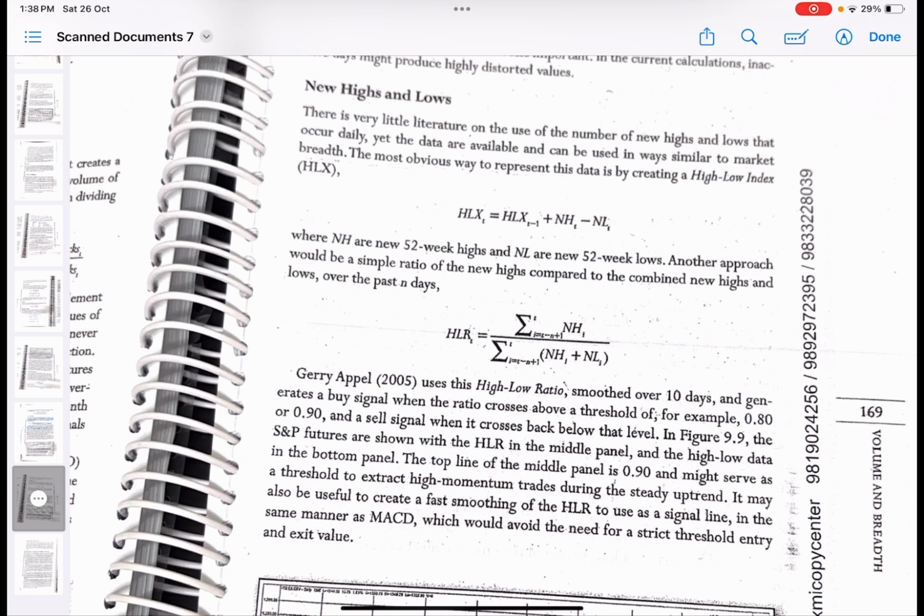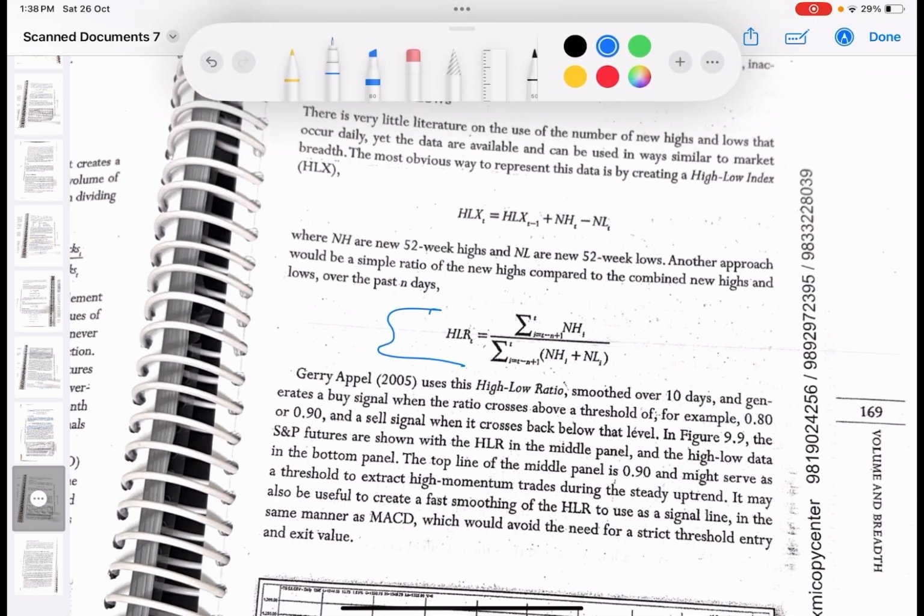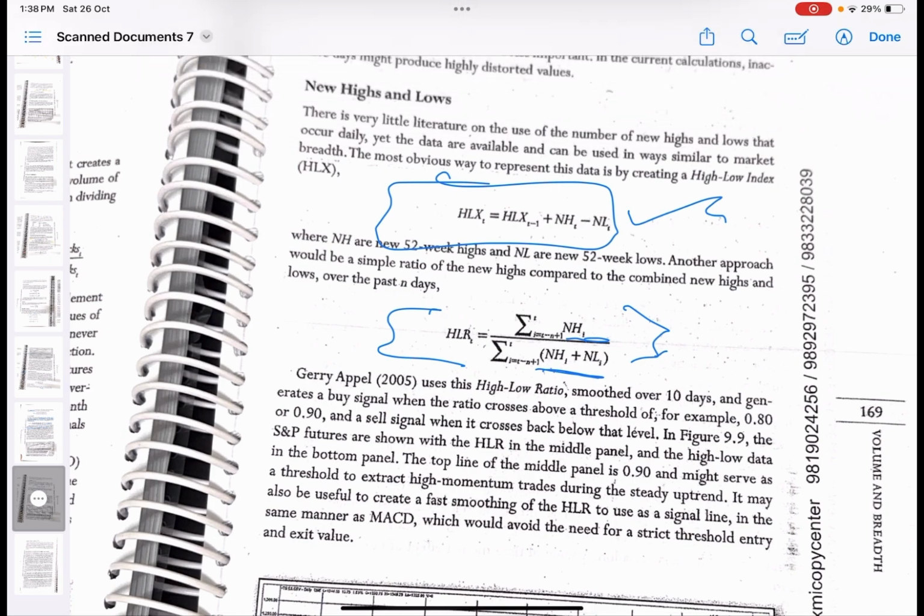New high and new low basically talk about the 52-week high and the 52-week low. And then if you find the HLR ratio, it is basically the summation of new high divided by new high upon new low, and it's a summation. So you just need to keep this in mind: new high-low index of yesterday plus new high minus new low.